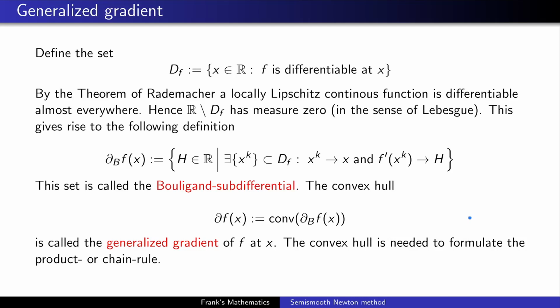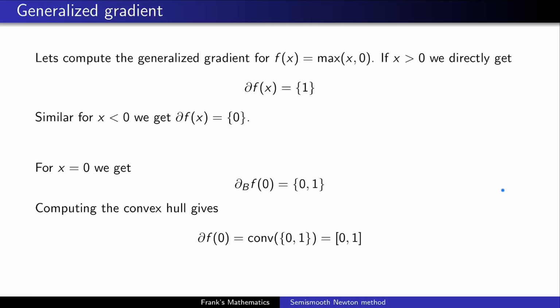So what we're going to do now is we define the set partial f, which is called the general gradient of f at the point x, to be the convex hull of the B subdifferential at the point x. The convex hull is needed to formulate some product or chain rule, because for the B subdifferential, if you take a look at the proof or at the definition, this is technically not possible. But it is nice to have a convex set, because convex sets are very useful, especially in the optimization context. Okay, so let's do this as an example.